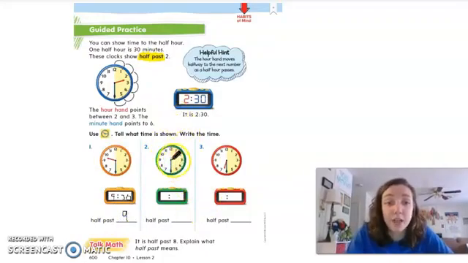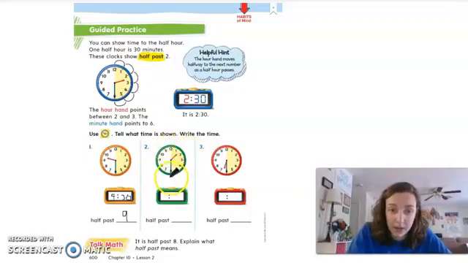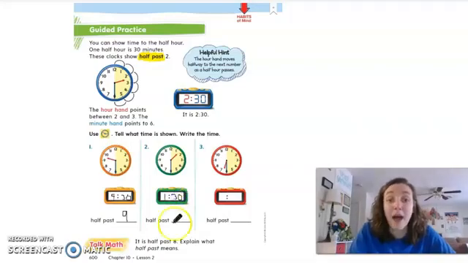Look at my hour hand first. I see that it's in between the 1 and the 2, so I know that it's 1 o'clock something, because it's not quite to that 2. And then I go to see my minute hand. I see that it's on the 6, so I know that it's 1:30, which is also known as half past 1. Okay. All right, last one.